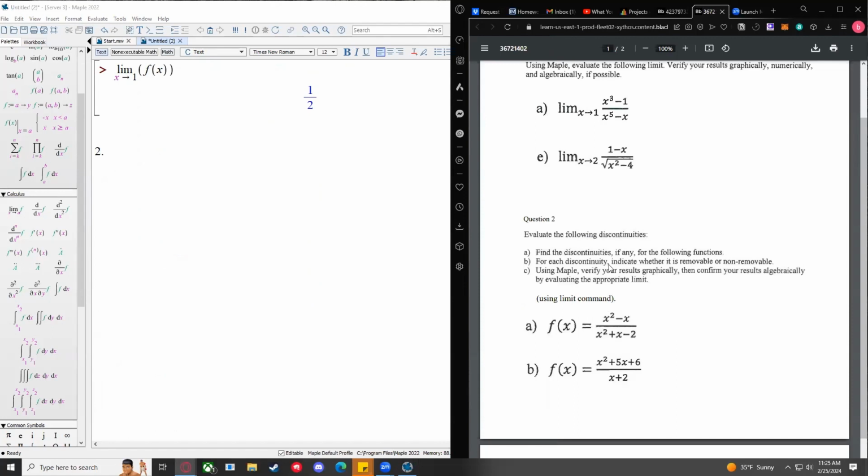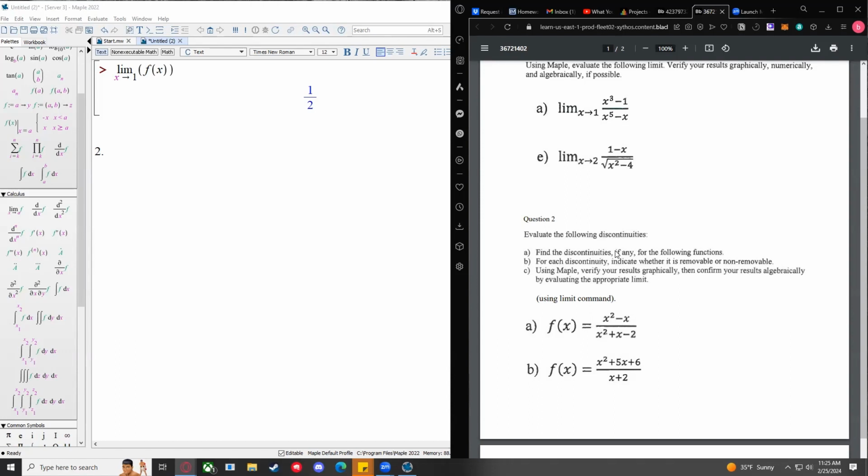Number 2 is very similar to the first problem in lab 1, where it asks us to find discontinuities, if any. For each discontinuity, indicate whether it's removable or non-removable. And then lastly, using Maple, we're going to verify results graphically. This is the part that's extra. It says, then confirm your results algebraically by evaluating the appropriate limit. So essentially, part A and B, essentially the same.